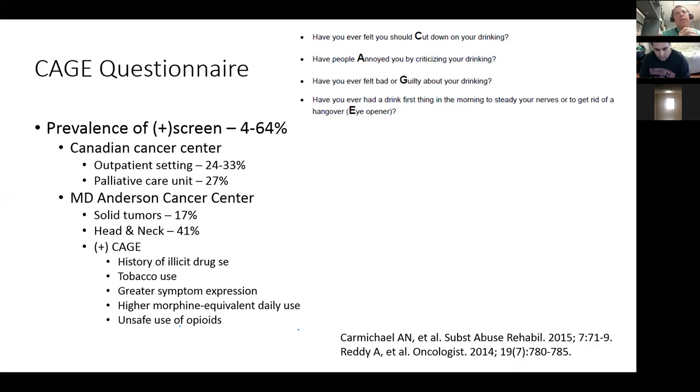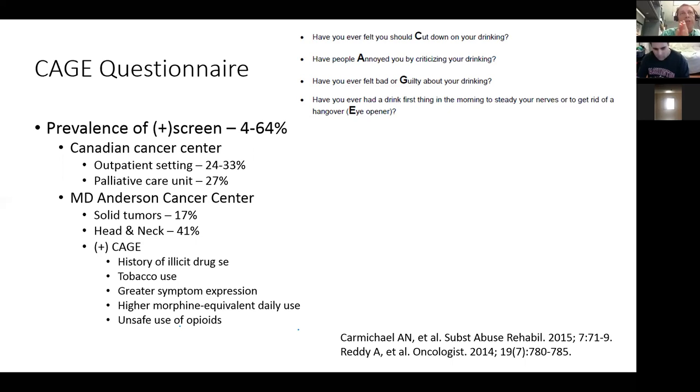So in older studies done by Bruera when he was in the Edmonton Palliative Care Center back in the late 80s and early 90s, they showed in the outpatient setting 24 to 33% of their patients had a positive CAGE, and in the palliative care unit, nearly a third of their patients. And then he repeated this work after he left Edmonton and went to MD Anderson.